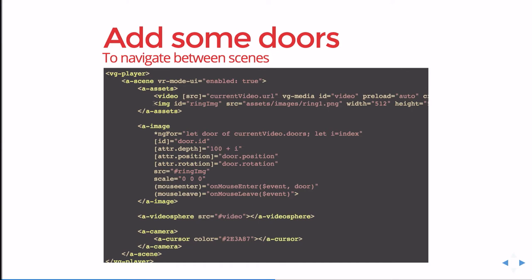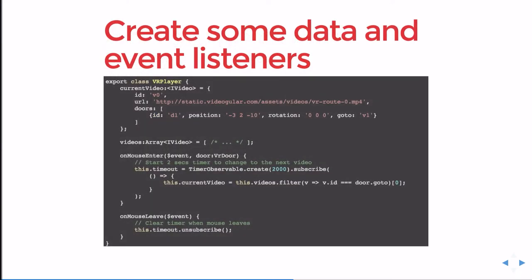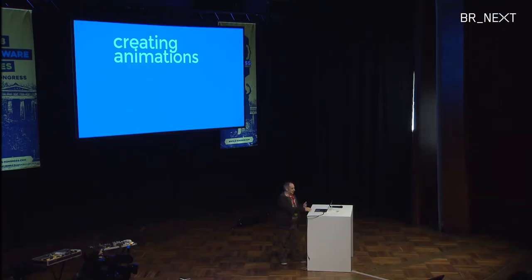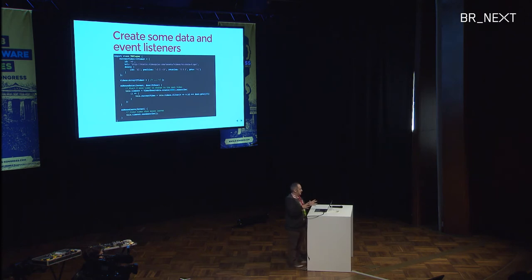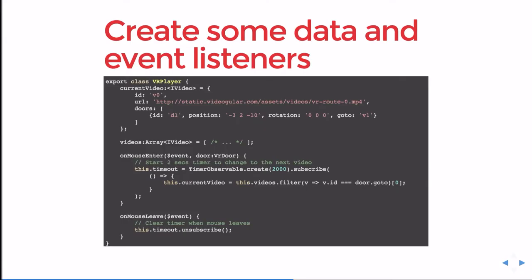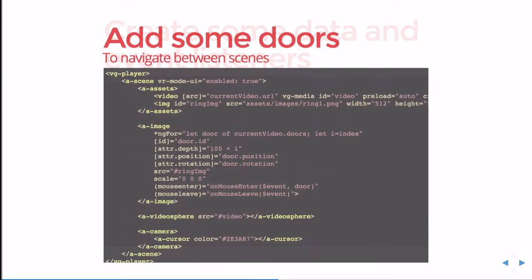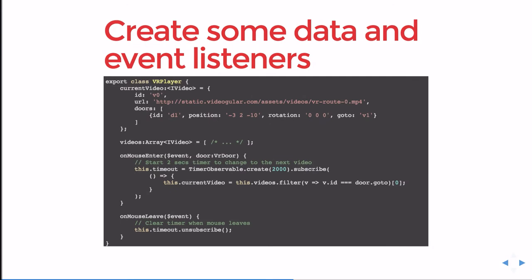Super easy again. And we can just then bind these native events, onMouseEnter and onMouseLeave. On mouse enter, we just say, okay, I want to navigate to the next video or the previous video. And if I mouse leave, I just unsubscribe, and I'm not going to do the navigation. So that's just to navigate. I mean, this is super easy. Just to navigate between scenes, we just need this piece of code and this piece of code. That easy.